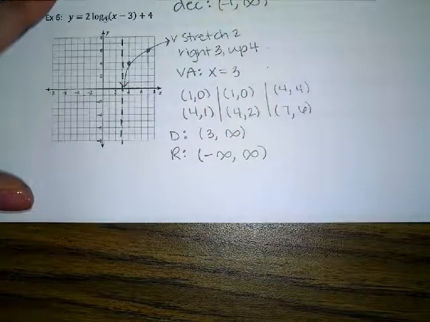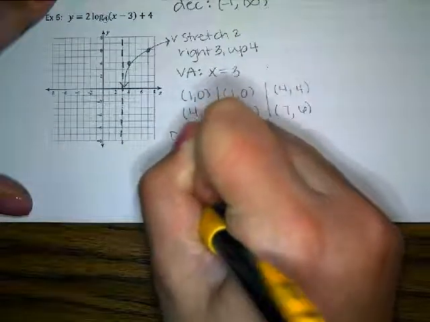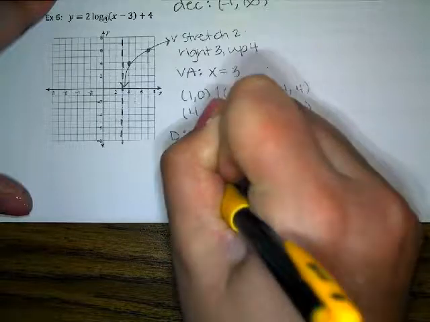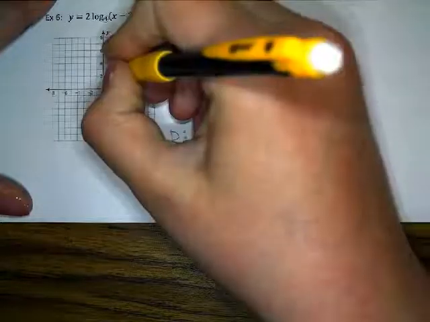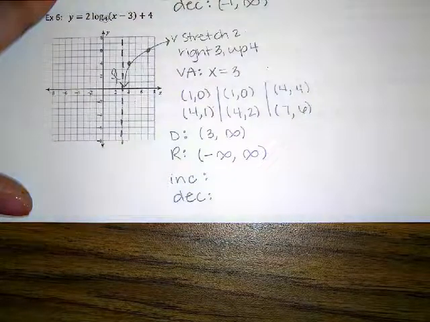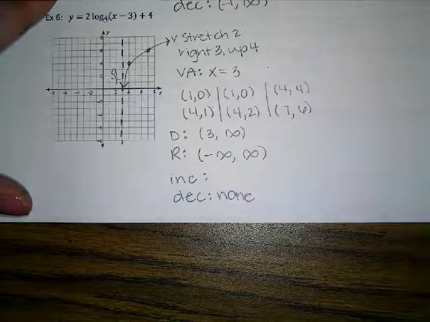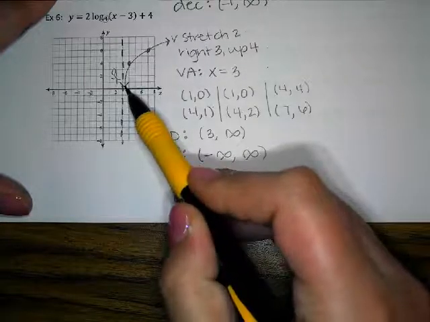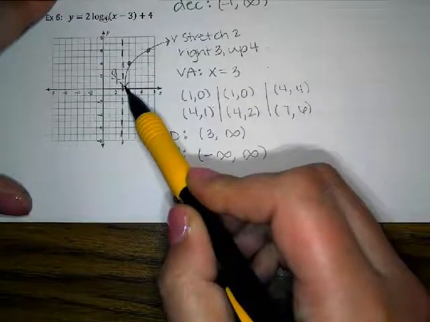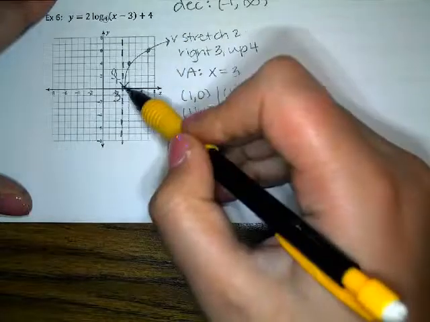Increasing, decreasing. So if your stick figure starts walking, there's no decrease, only increase. What value is this where the stick figure starts walking? 3. And stops walking over here at infinity, positive infinity.